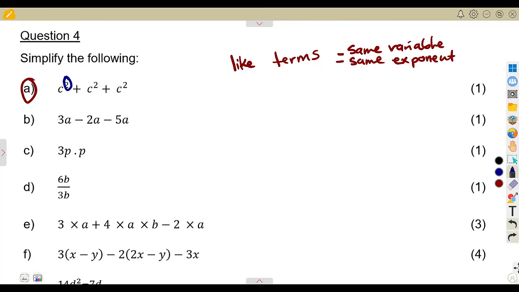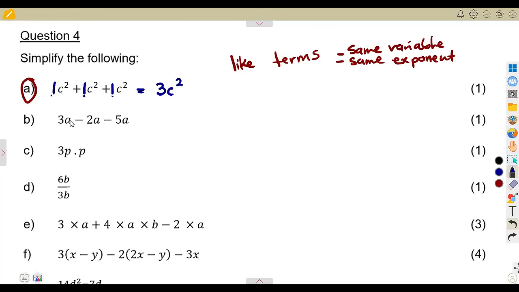So we can add these. There is a 1 which is invisible, another one which is invisible. So we are going to add 1 plus 1 plus 1. That is 1 plus 1, which is 2, plus 1, which is 3. So this is going to give you 3. And do not forget the c to the exponent of 2 that you're given. So you are going to simply add 1 plus 1 plus 1.